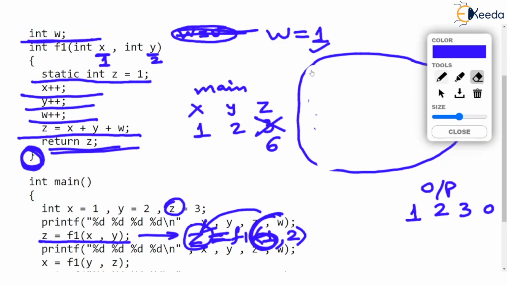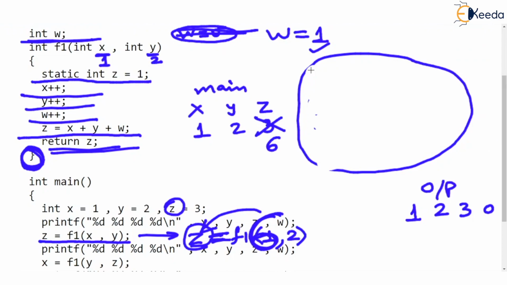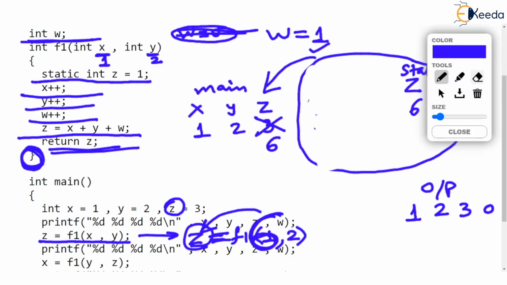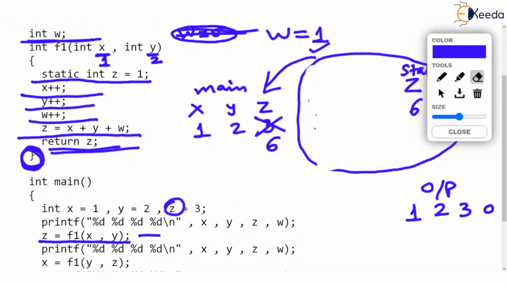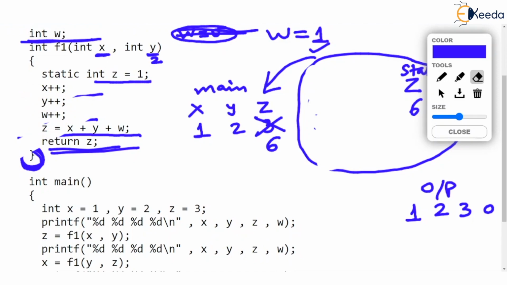Agreed that F1 has gone out of scope, but Z, which was static, is still there in the memory and its value is 6. Okay. But listen, we are back in main, isn't it? When we are back in main, we will now talk about variables declared in the main. Let me clean a few things again.